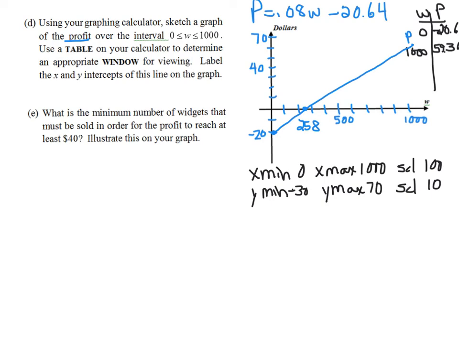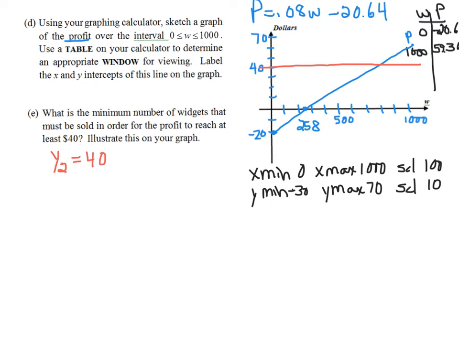For part E, it says what's the minimum number of widgets that must be sold in order for the profit to reach at least $40. So if I want to reach at least $40, I'm going to go ahead and graph on my graph. Let's make this a different color. So I'm going to do y2 is equal to 40. That happens to be a constant function, so it's going to be a horizontal line going through 40, and it looks something like this.